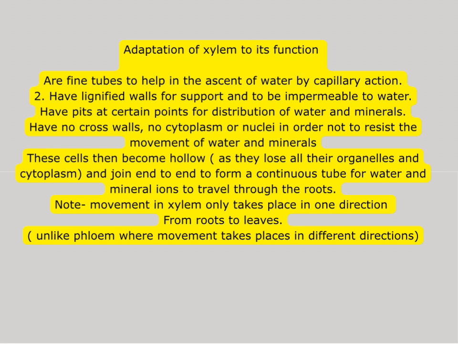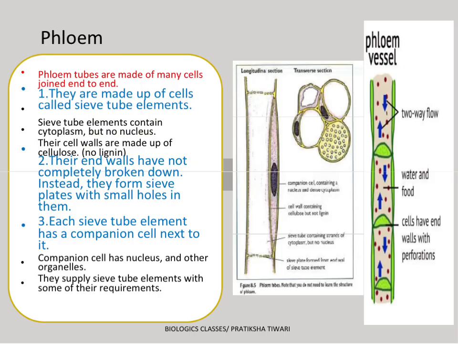These cells become hollow, as they lose all their organelles and cytoplasm, and join end to end to form a continuous tube for water and mineral ions to travel through from the roots. Note: movement in xylem only takes place in one direction, from roots to leaves, unlike phloem where movement takes place in different directions. Phloem tubes are made of many cells joined end to end.